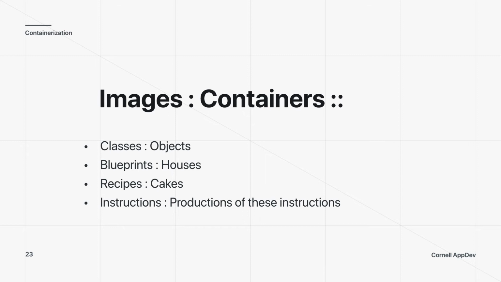So images are to containers as classes are to objects. So classes are like those blueprints, that map of what you define something can be run as, and then objects are actually like the fruits of your blueprint labors. So just to give more examples, you have recipes and cakes, and to put this more explicitly, images are instructions, and containers are just productions of these instructions.